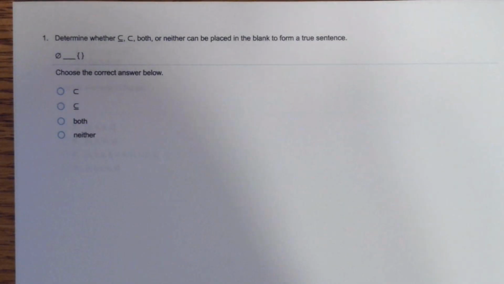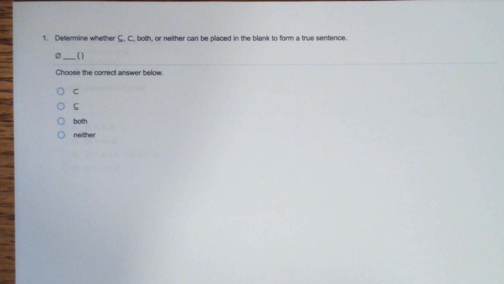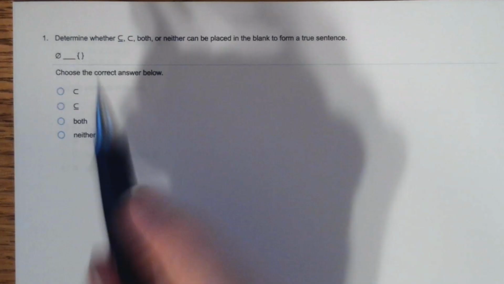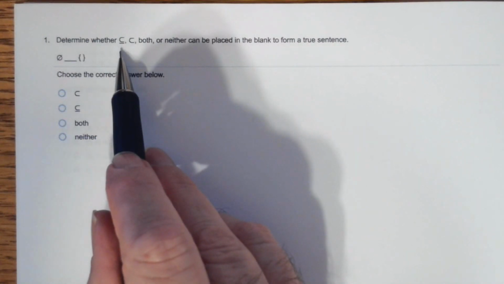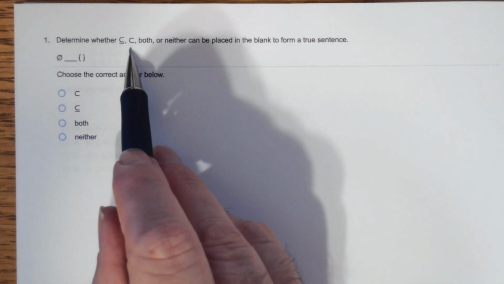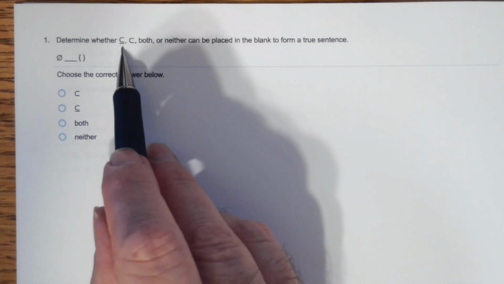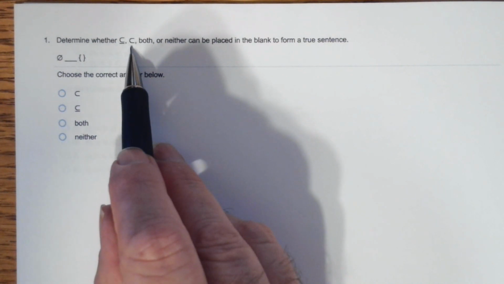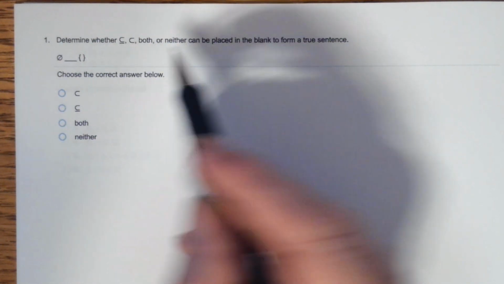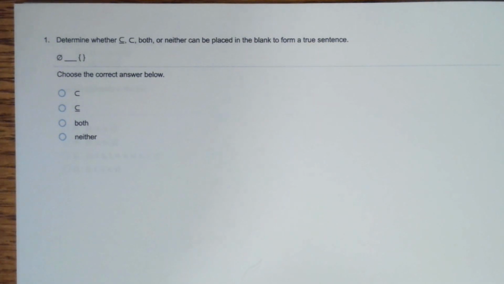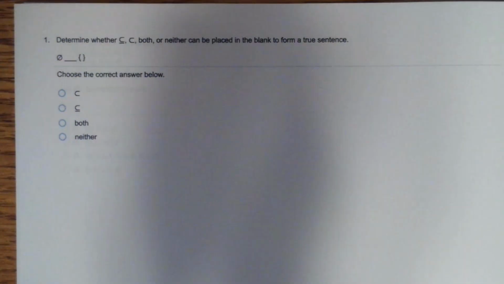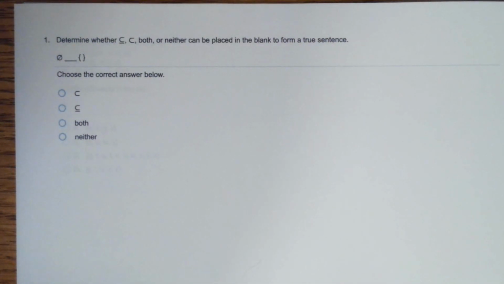All right, let's go ahead and go through these problems. On number 1, we have the symbol for a proper subset, and we have the symbol for just subset. The only difference, well, first of all, a set is a subset of another set if each of its elements in the first set is contained in the second set. Now, the proper subset is the same except they can't be equal.